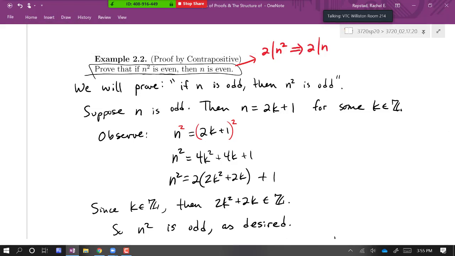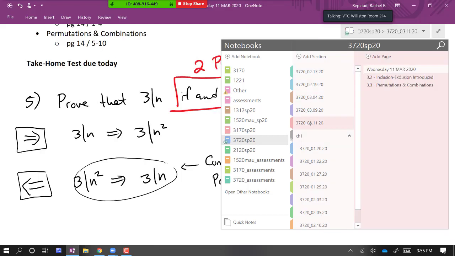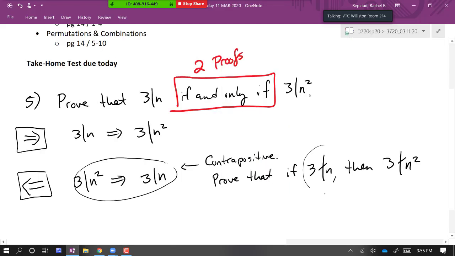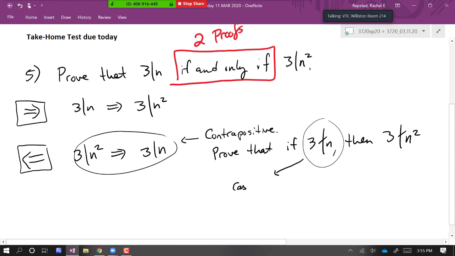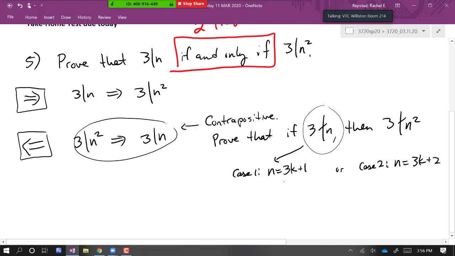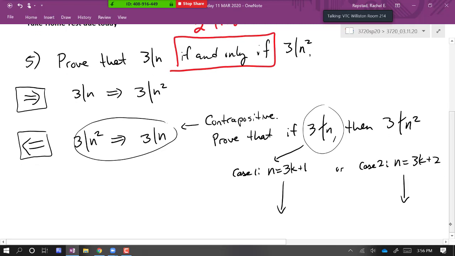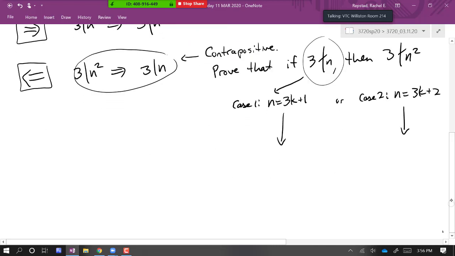Things are a little bit different, only slightly, when we start out by supposing that 3 does not divide n, because there isn't just one case then. Right? Every third integer is a multiple of 3, and then there are 2 more after that that are not multiples of 3. So if you're not a multiple of 3, that gives you 2 cases: in case 1, n is 1 more than a multiple of 3, and in case 2, n could be 2 more than a multiple of 3. And what you want to do is take each of these cases, work them out, and deduce that n squared is not a multiple of 3.